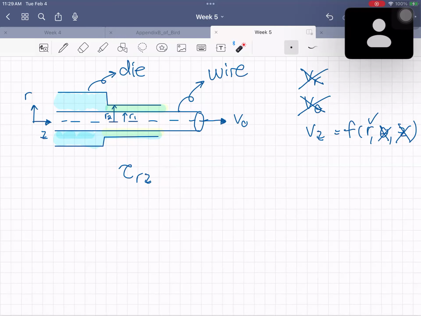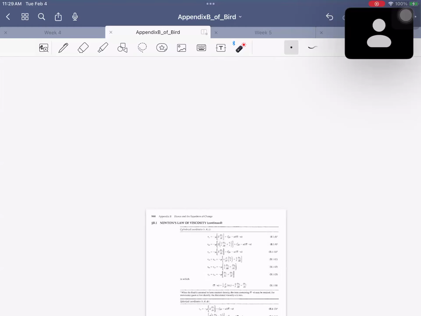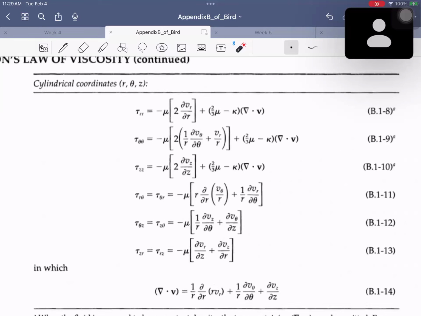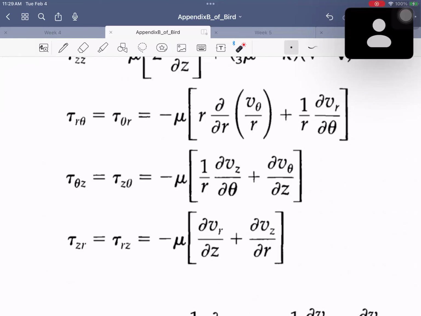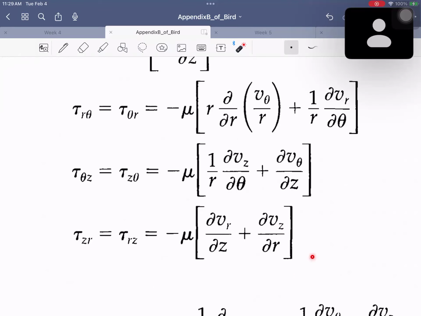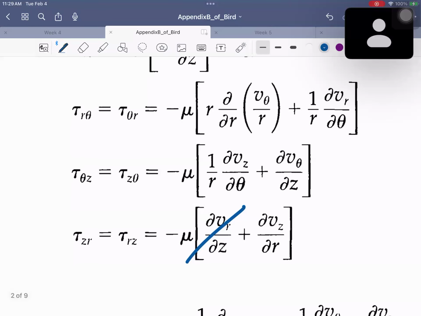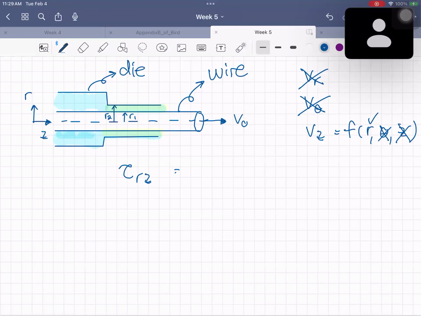From equation B1, we're going to use the bottom equation right here. We don't have VR, so I'm just going to neglect this term. We only have this one. So what we have left is negative mu dVz by dr.